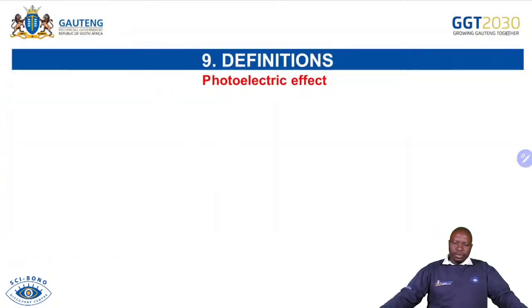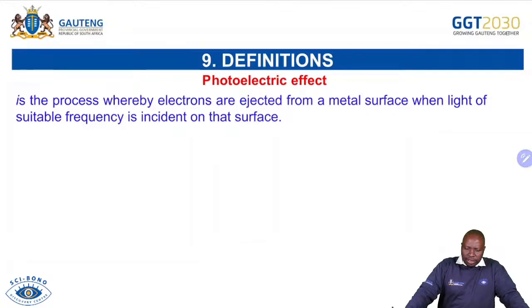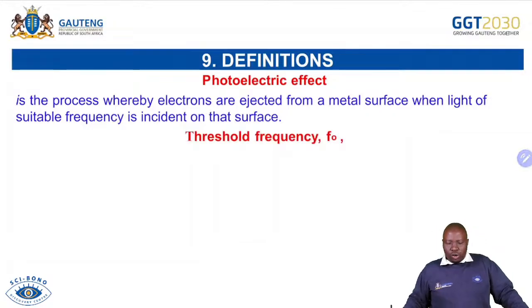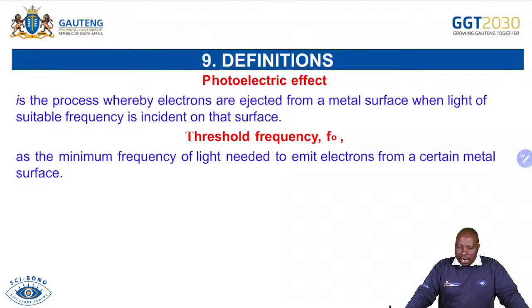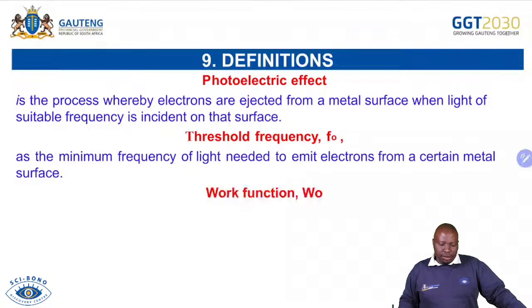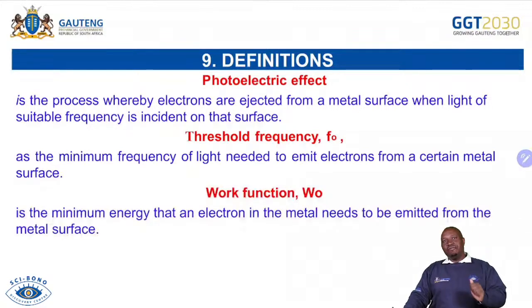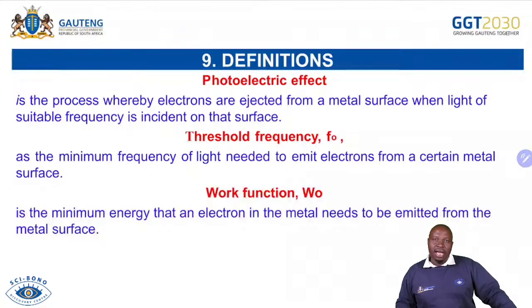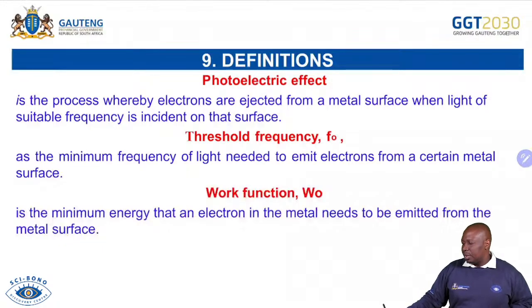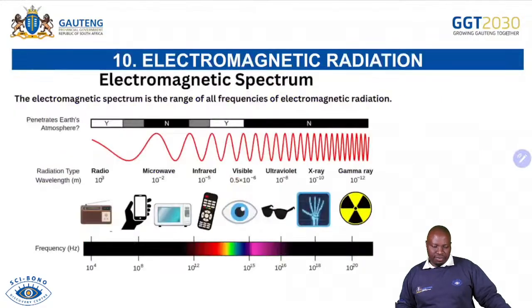Now, definitions, I've talked about them: photoelectric effect, threshold frequency, work function. We said all those definitions you must know. In addition, number 4 and number 5, atomic absorption spectra and atomic emission spectra. So you got to know all those 5 definitions.